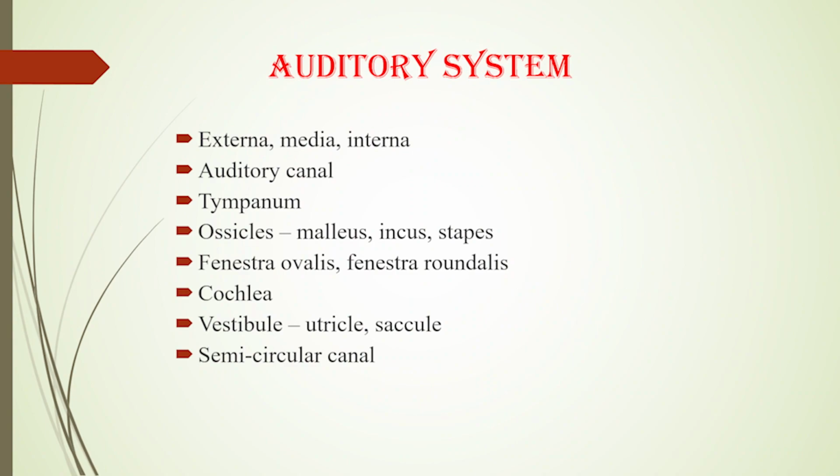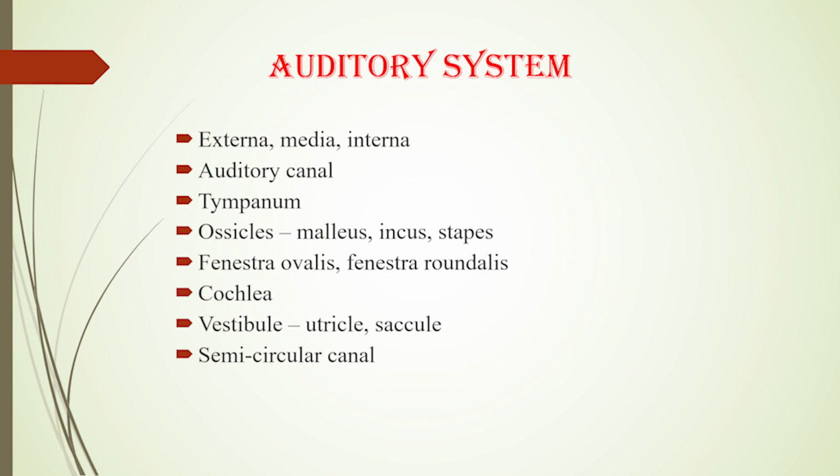The auditory system can be classified into three parts: the outer ear, middle ear and the inner ear. The outer ear consists of the pinna and the external auditory canal. The middle ear we call the tympanum. In between the tympanum and the external ear, we have the ear drum. The middle ear cavity can also be classified as the epitympanum, mesotympanum and hypotympanum. The hypotympanum communicates with the nasopharynx through a tube called the eustachian tube.